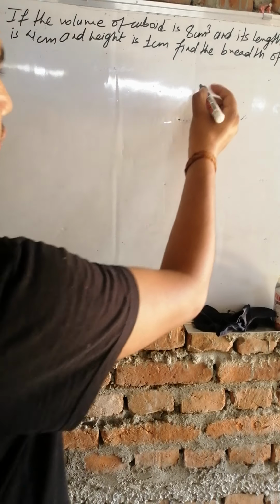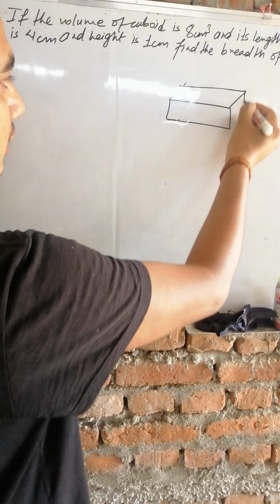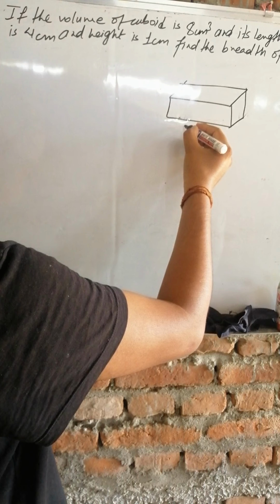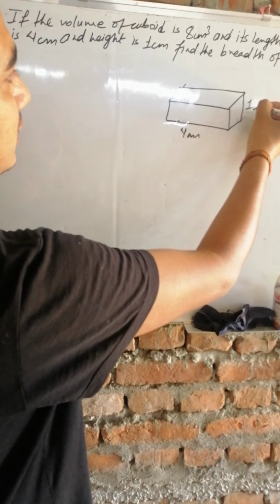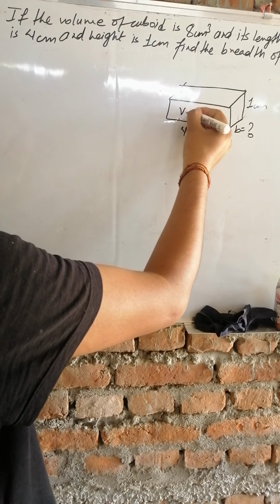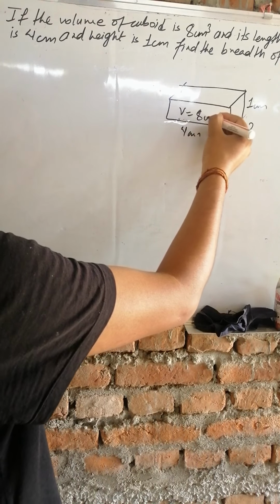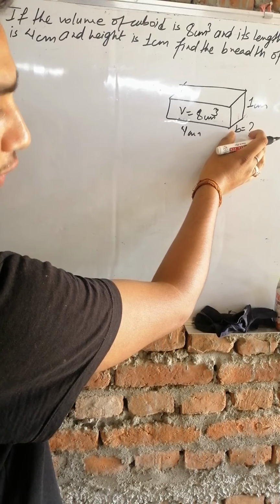So this is a cuboid. Here is the length. Length is given, that is 4 centimeter. Height is given, that is 1 centimeter. Now we have to find the breadth, and its volume is given, that is 8 centimeter cube. So now we have to find the breadth of the cuboid.